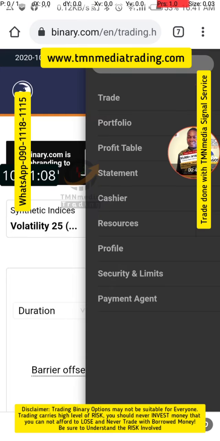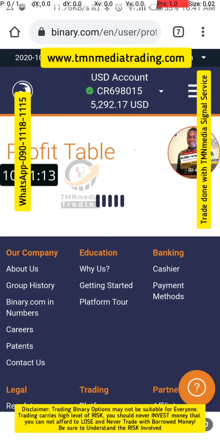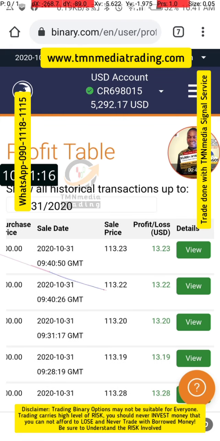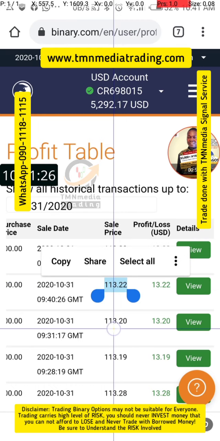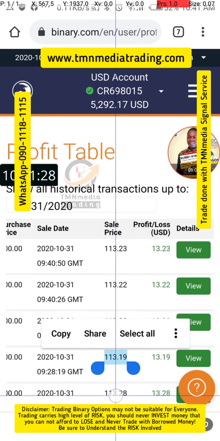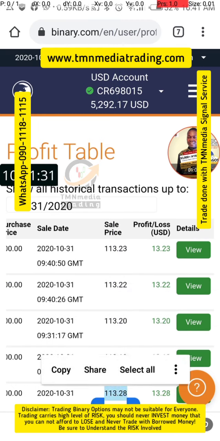Where is this? Okay, profit table. I'm done. There are trading opportunities, plenty of them still going, but I'm done with the trading session. Now look, count 1, 2, 3, 4, 5. That's 5 trades. And I did all these trades with the Tmnmedia signal service.